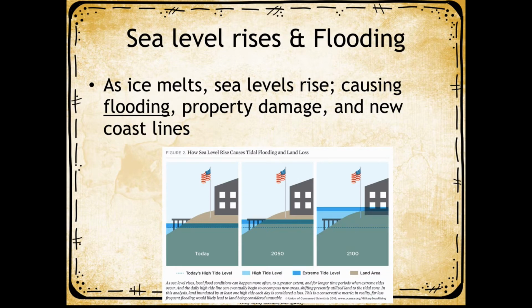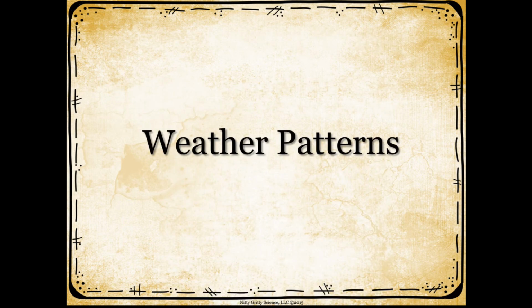Sea levels are rising, and it's causing a lot of flooding. So as this ice melts and the sea levels rise, it's going to cause flooding, property damage, and new coastlines. There was this rumor that California was going to fall off of the United States because the sea level has risen so much, and they've had so many hurricanes and earthquakes right along their fault lines, and it was believed that one day in the near future, part of California is going to be detached from the United States.